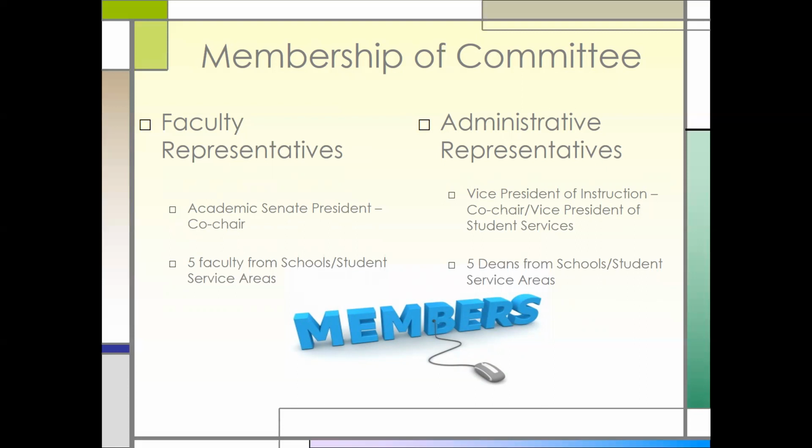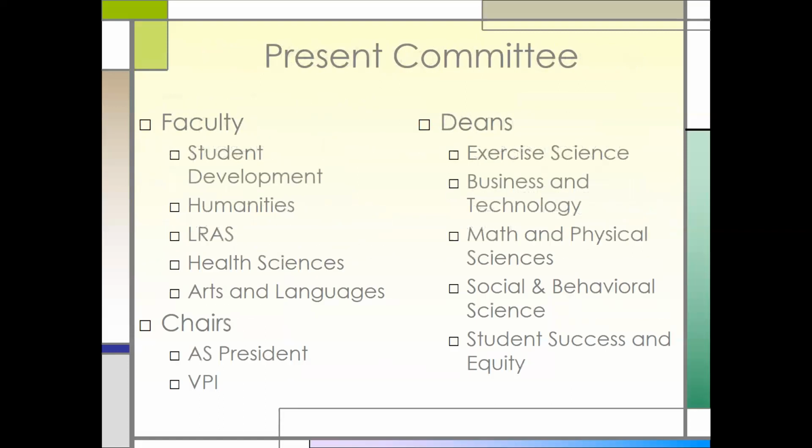So the membership of the committee is, there's faculty representation, there's 5 faculty, and there's 5 deans. And then there's also the co-chairs that are non-voting members, and that would be the academic senate president and the vice president of instruction. Okay, so the present committee, the faculty that are represented on the committee are from student development, humanities, learning resources and academic support, health sciences, and arts and languages. And the deans that are on the committee are exercise science, business and technology, math and physical sciences, social and behavioral science, and student success and equity.